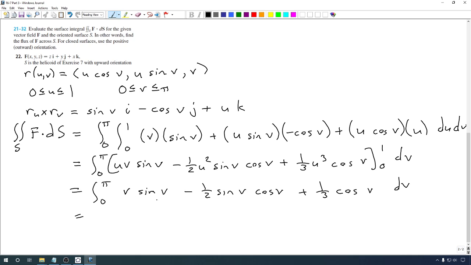Unfortunately, the v sine v is the most complicated part. There we technically would have to use something like integration by parts, or we can be a little cheaty and look it up in the back of the book. If you look in the table of integrals in the back of the book, integral 82 says that v sine v turns into sine v minus v cosine v. And then, like I said here, this turned into a 1/4 sine squared v. And then the integral of cosine v is just sine v.